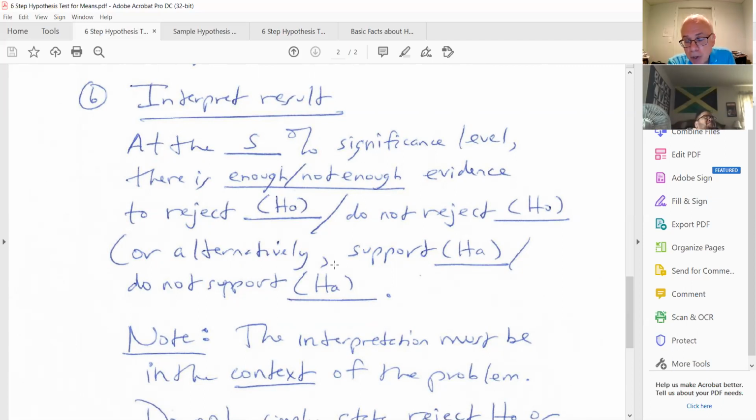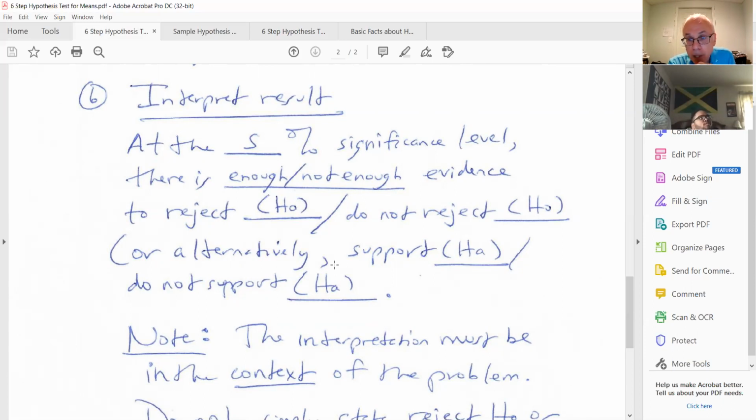Now, the important thing is, you're not going to say null or alternative hypothesis in step 6. I don't want to see those words at all. I want you to say, in the context of the problem, what you're rejecting. What is the claim, and whether you're supporting or rejecting it, whatever it might be. That's what you're going to write in step 6. If you write null or alternative hypothesis there, you're just repeating step 5, and you get no credit for step 6.